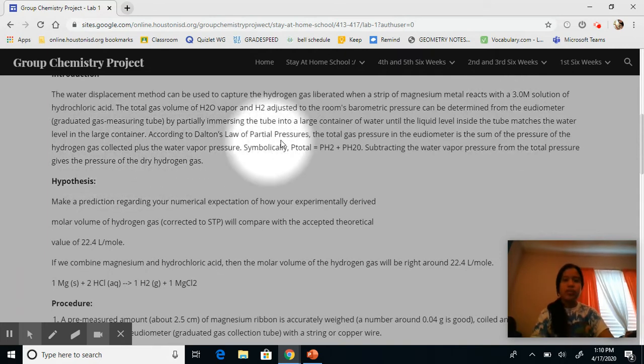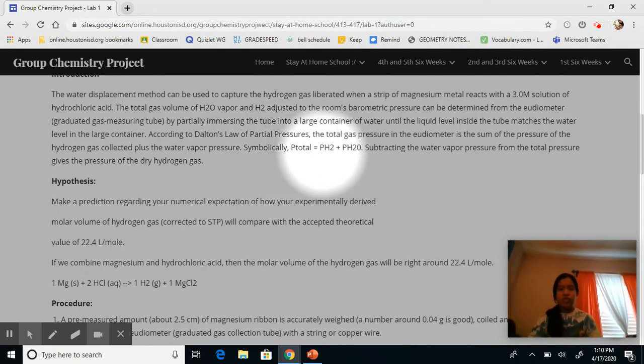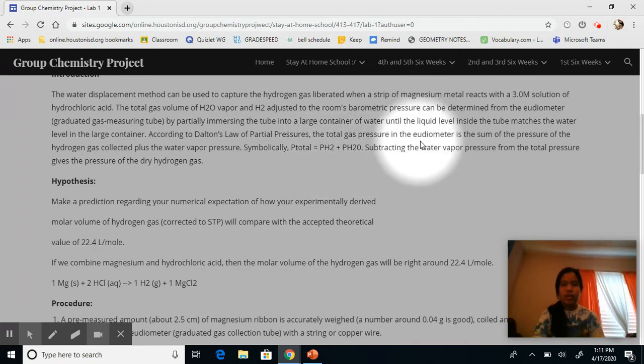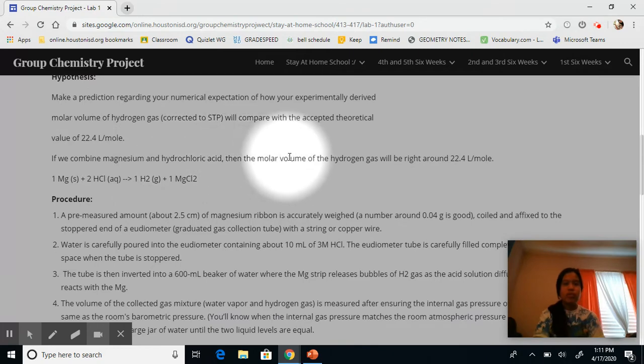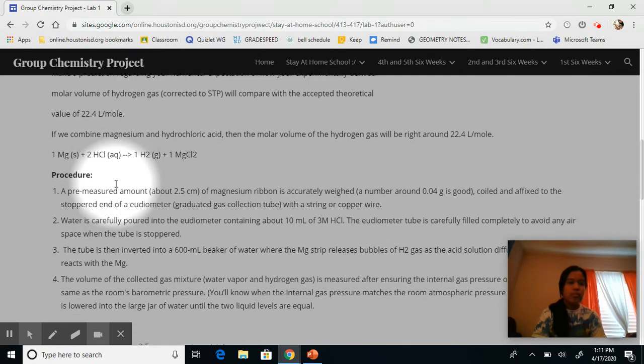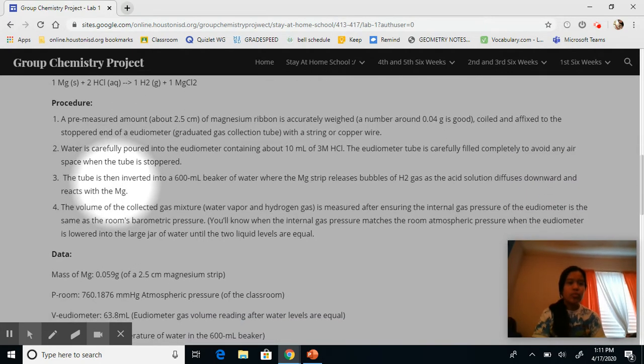According to Dalton's law, the total pressure in the meter is the sum of the pressure of the hydrogen gas collected plus the water vapor pressure. Symbolically, P total is PH2 plus PH2O. Subtracting the water vapor pressure from the total pressure gives you the pressure of the dry hydrogen gas. Our hypothesis is if we combine magnesium and hydrochloric acid, then the molar volume of hydrogen gas will be right around 22.4 liters per mole.